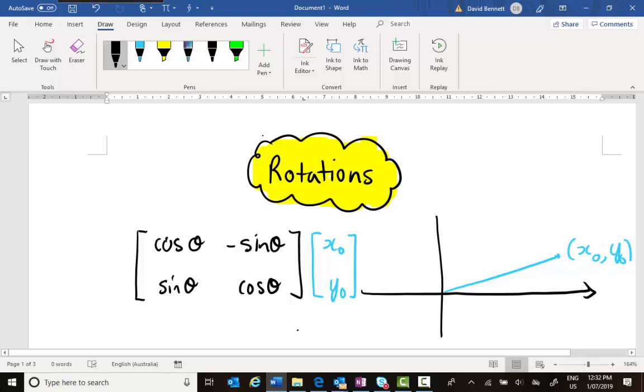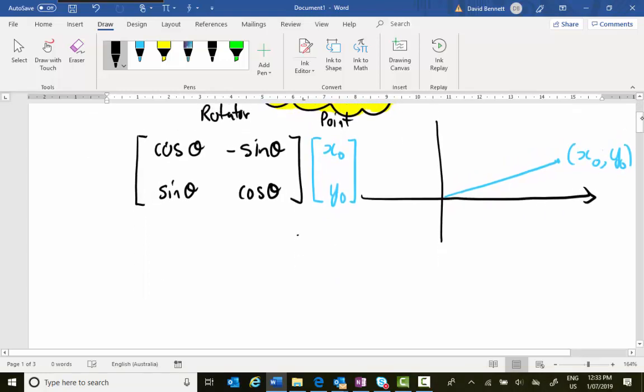Now the information you've got here is this matrix, which is your rotator, I suppose. So we might call this the rotator. And this is the point that's going to be rotated, and we always put that in the form of x and y. Now a couple of things that you should know about this particular rotator.